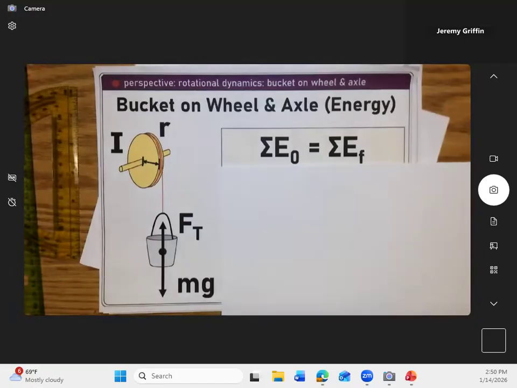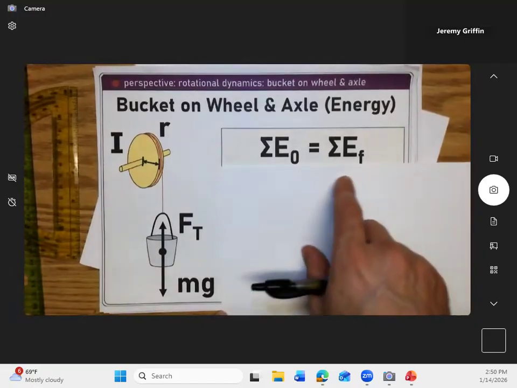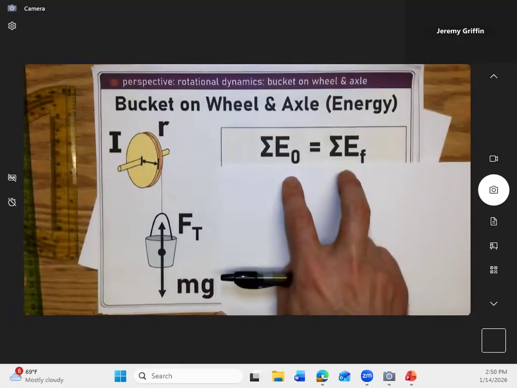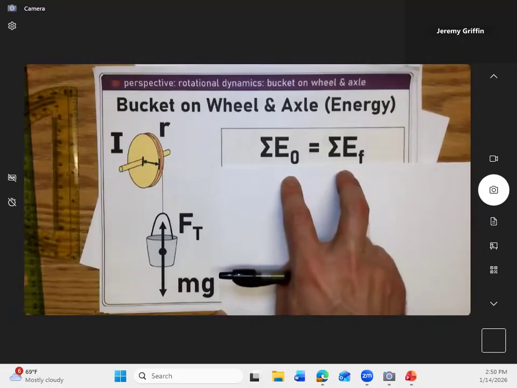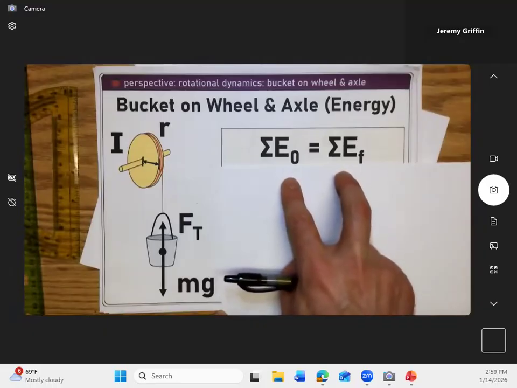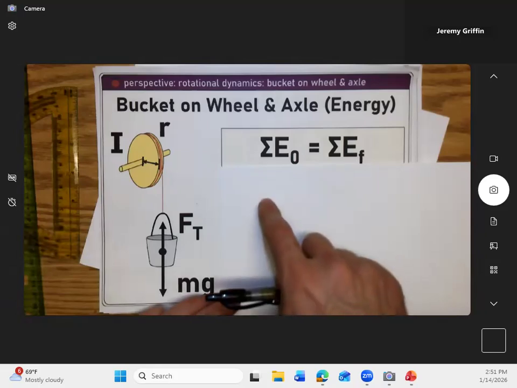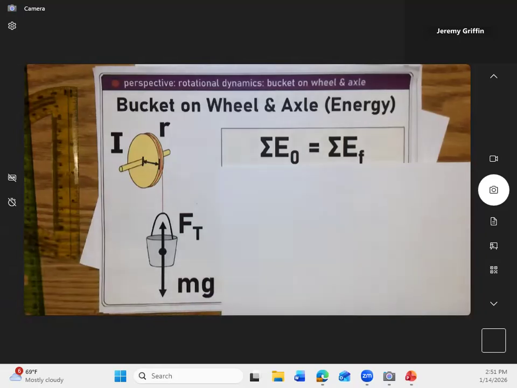I want to see if you guys can figure this out. You guys got paper out, right? Okay. So can you piece together a conservation of energy equation that could maybe eventually be used to answer that question? What's the speed of the bucket after it's fallen so many meters? If you guys can get that, then I'll be pretty happy.